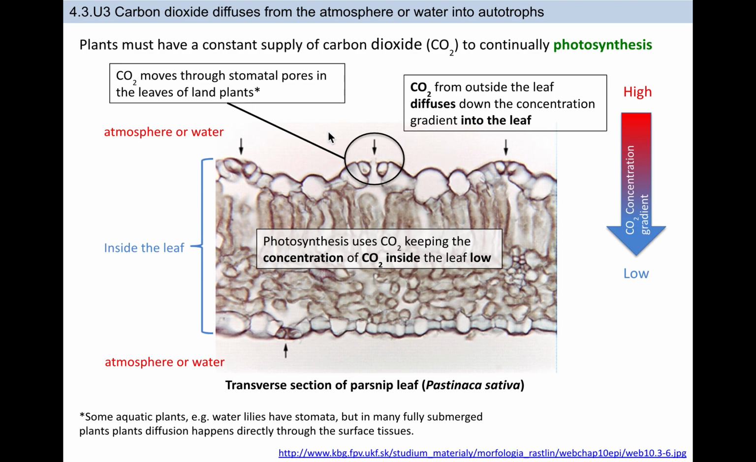So it's going to come from the atmosphere or the water, go through the stomata, and it moves from high to low, just like water does in osmosis. It moves from a high concentration to where there's less of it. So the CO2 is pulled in because of that gradient, right? It's kind of like a vacuum pulling it in. And photosynthesis uses CO2, which will keep the CO2 inside the leaf low, so it'll keep pulling that CO2 in to keep doing photosynthesis, because as it's used during photosynthesis, it becomes less.